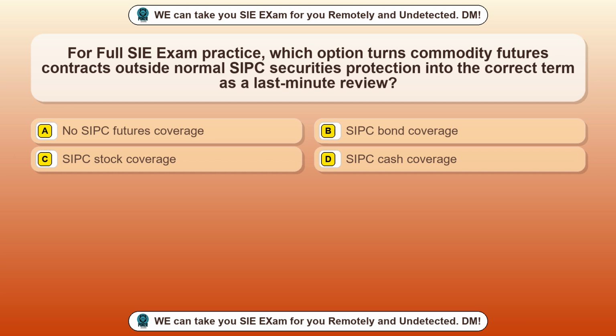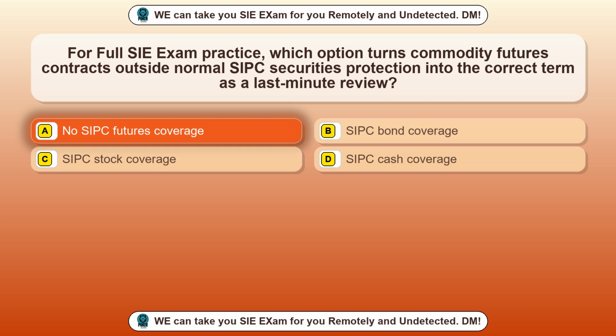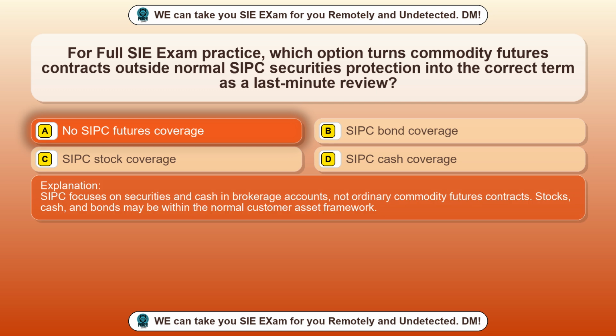Question 36. For full SIE exam practice, which option turns commodity futures contracts outside normal SIPC securities protection into the correct term as a last-minute review? Option A, no SIPC futures coverage. Option B, SIPC bond coverage. Option C, SIPC stock coverage. Option D, SIPC cash coverage. The correct answer is option A, no SIPC futures coverage. SIPC focuses on securities and cash in brokerage accounts, not ordinary commodity futures contracts. Stocks, cash, and bonds may be within the normal customer asset framework.